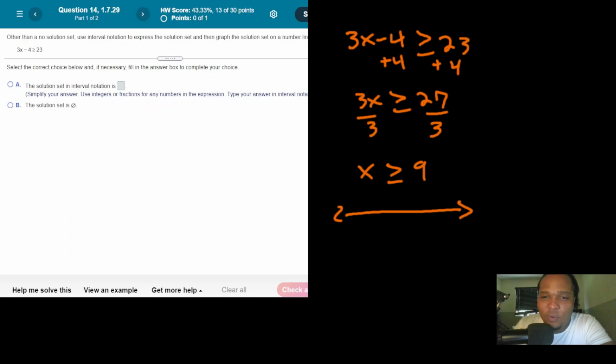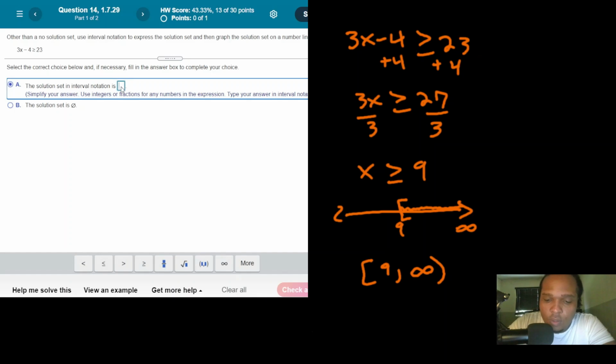Go ahead and make your little graph. Put your key player down. X is greater than or equal to 9, so that's in this direction all the way to infinity. So this is 9 to infinity. There we go, that's more like it. And always put a parenthesis at infinity, not a bracket. So this is 9 going all the way to infinity.